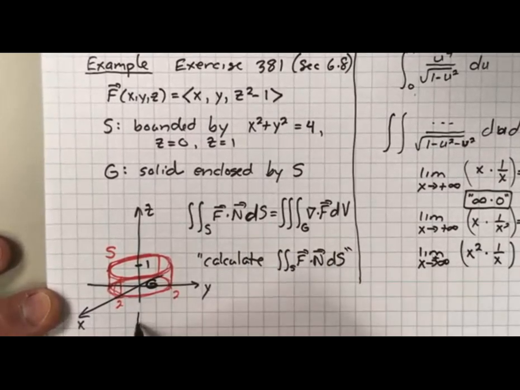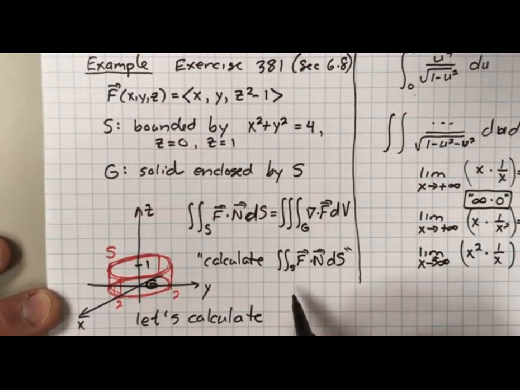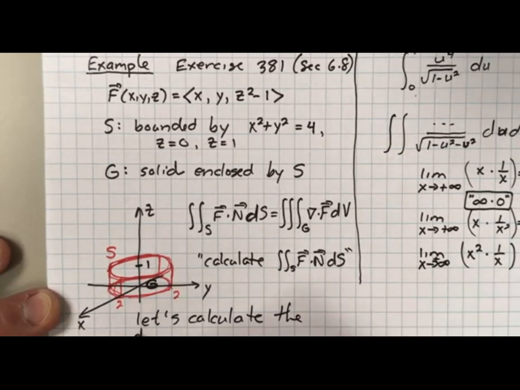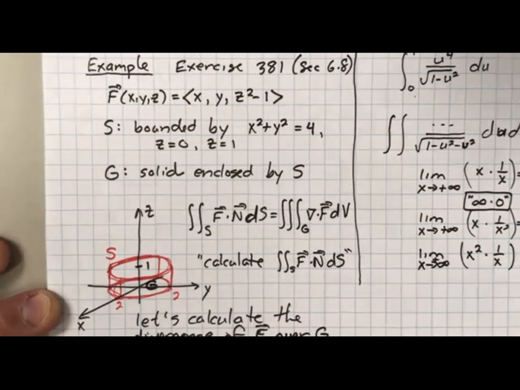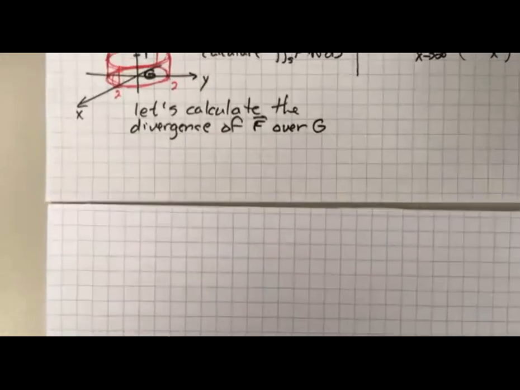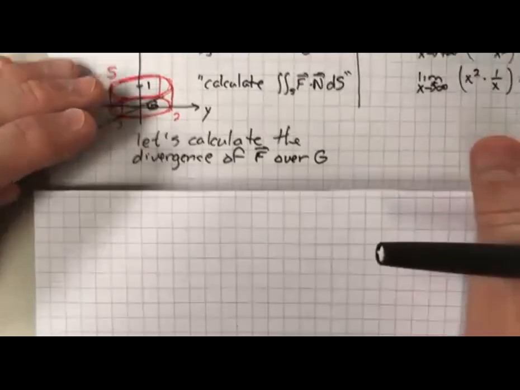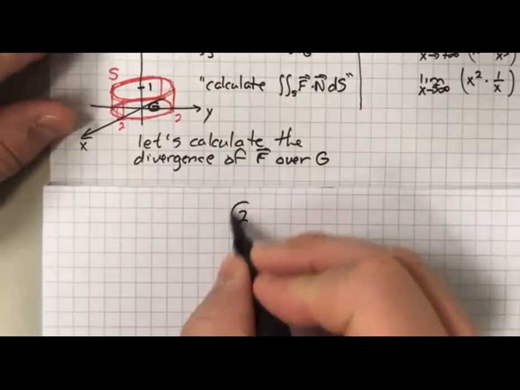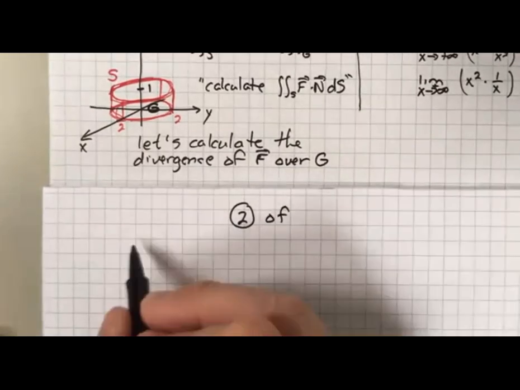Let's calculate the divergence of F over G. Move to the next paper. Keep this up here for just a second. So we can assemble our pieces.